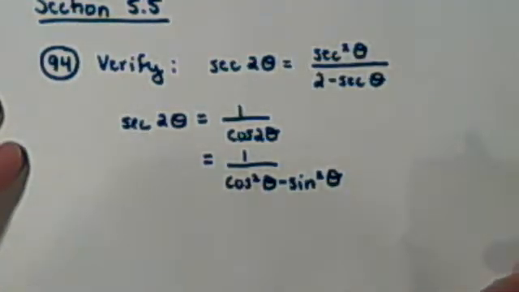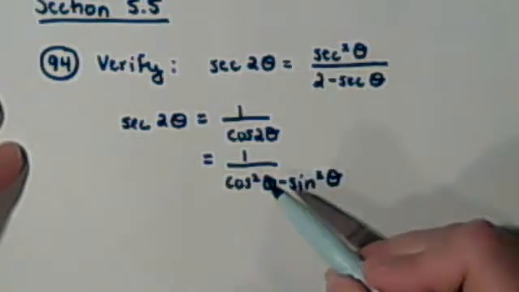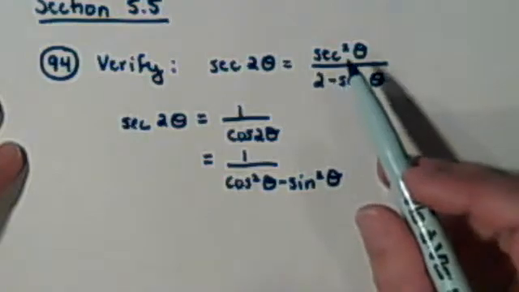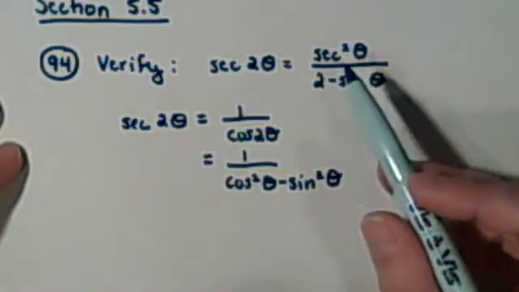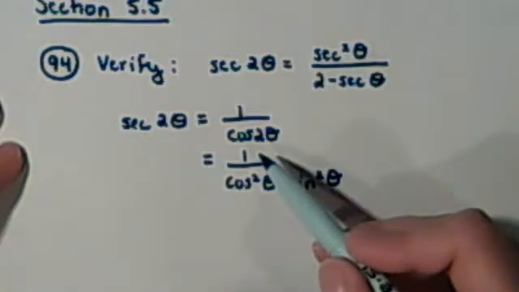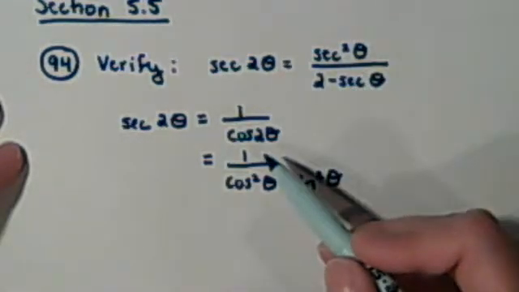Now at this point you might think, well gosh, I'm not getting a whole lot closer to this right-hand side that we have over here. But if you take a look at what we have here, and we look at the numerator, in the numerator I want to have a secant squared theta. So if I look at the numerator here, I only have a 1. So what would give me a secant squared theta in the numerator?